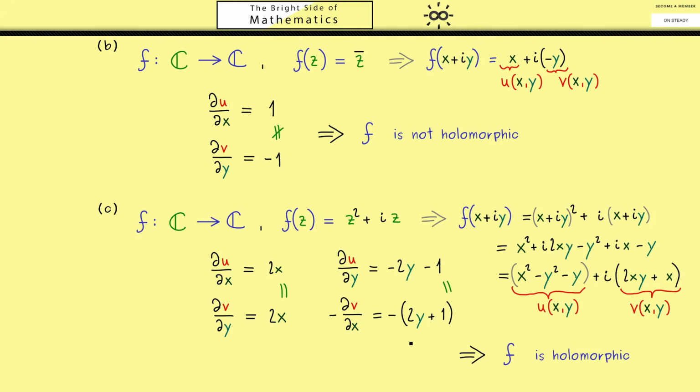I already told you, this is not a surprise for us. However, with this example, you have learned how you can apply the Cauchy-Riemann equations when the function f is given as a real and an imaginary part. And in fact, you also get the complex derivative of f from these partial derivatives here. But I think this is a good topic for the next video.